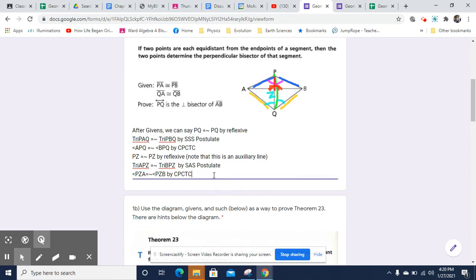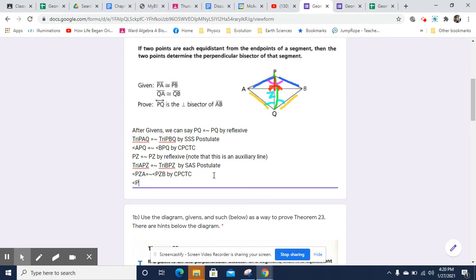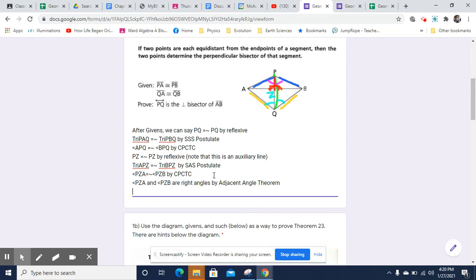Okay, so now we can say angle PZA and angle PZB are right angles by the adjacent angle theorem, which says that angles that are congruent and adjacent are basically angles that are congruent and supplementary. Angles that are congruent and adjacent are going to be right angles. Okay, now that's, of course, adjacent on a straight angle.